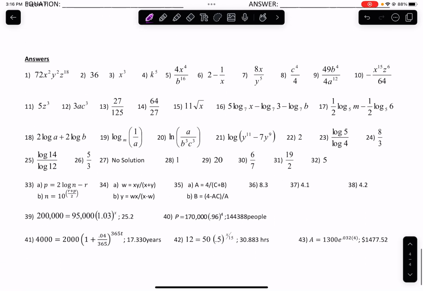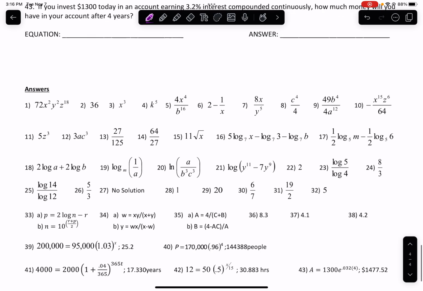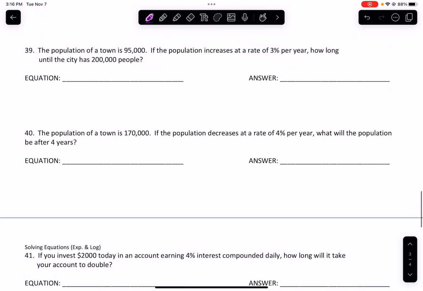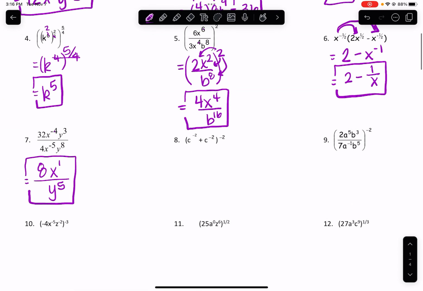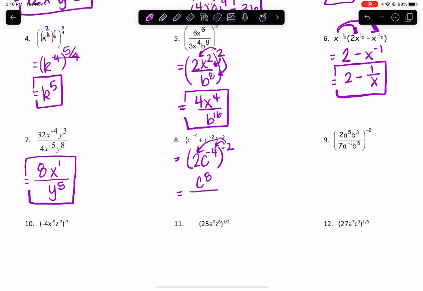So pardon my scroll. C to the 4th over 4. Let's see what's going on with that. Okay, so I have, oh, well, c to the negative 2 and c to the negative 2 are the same. So that's 2c to the negative 4 raised to the negative 2. And then distribute that negative 2. Well, that negative means just to move it into the denominator. So 2 squared is 4. And negative 4 times negative 2 is c to the 8th over 4.